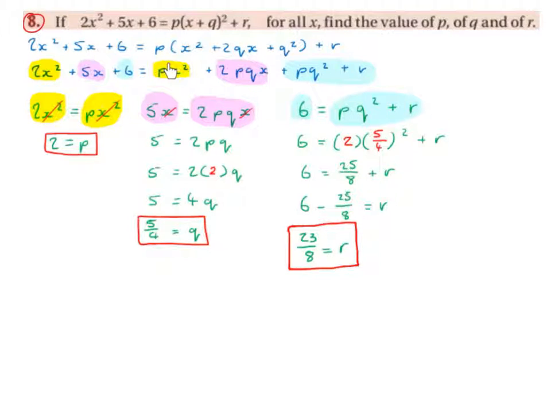p by x squared is px squared. p by 2qx is 2pqx. p by q squared is pq squared. Bring down the plus r. Next, we're going to put like to like.